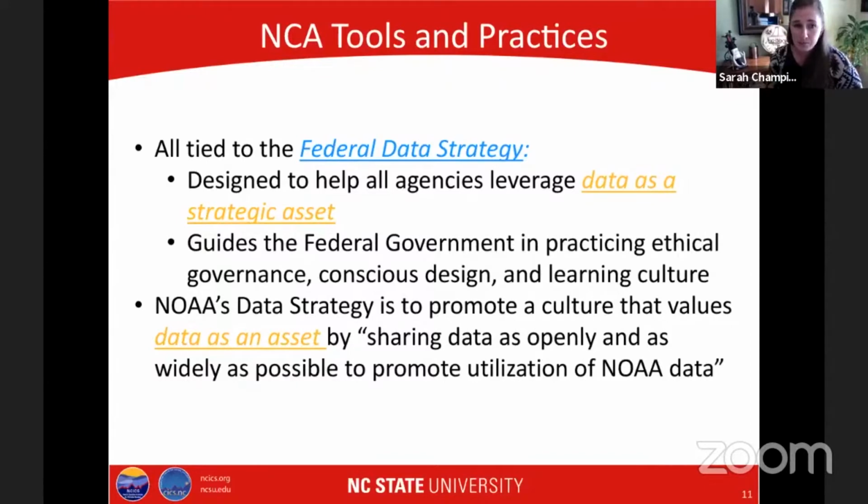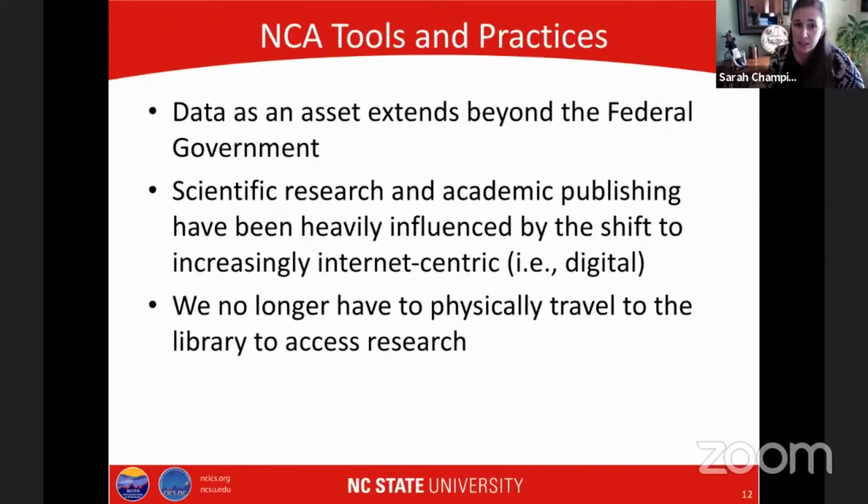Next slide, please. And this vision extends beyond the federal government and any information quality mandates, noting that the scientific research and academic publishing communities are adopting similar visions and requirements, in part motivated by a significant and rapid shift towards a very digital-centric platform. This offers advantages, I imagine, which are heavily realized in our current virtual worlds amidst COVID-19 quarantines, where it is vitally important that we no longer have to travel to get our hands on information.